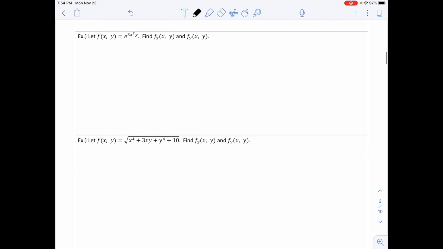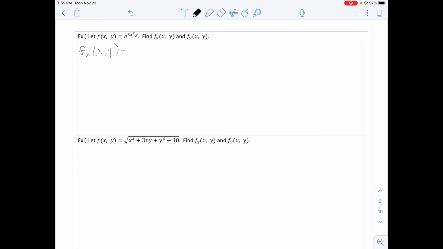The next example says, let f of xy equal e to the 3x squared y. Find the partial f sub x of xy and the partial f sub y of xy, so the partial with respect to x and the partial with respect to y of our function. So let's go ahead and start with our partial with respect to x. And again, this is a little bit different because we do have a chain rule that we have to use. And we have an inside function and an outside function.